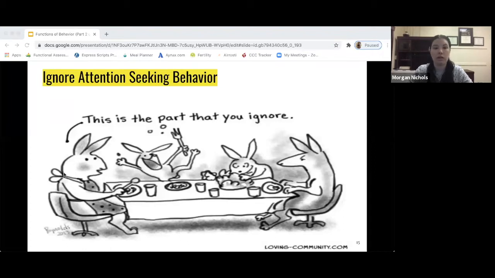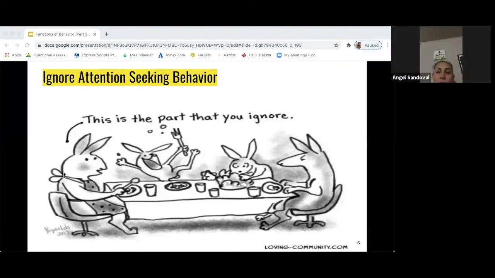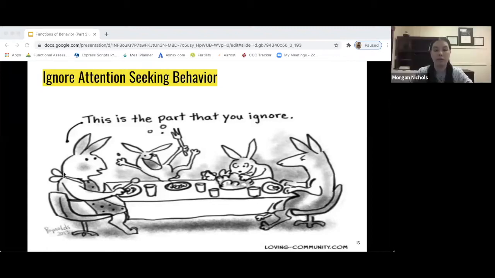So in this particular cartoon, the child bunny is throwing a fit or doing something at the table, and the parents are saying this is the part you ignore because you don't want the child to throw a fit, so you're not going to pay attention to it. You're not going to give them the attention that they want. You're going to ignore that behavior because in this particular situation, the child throwing the fit is attention seeking behavior. And if for whatever reason, the child throwing a tantrum at the table was not attention seeking behavior, we wouldn't ignore it. But I'll talk about that later on when we get to how do we deal with the functions of the behavior.